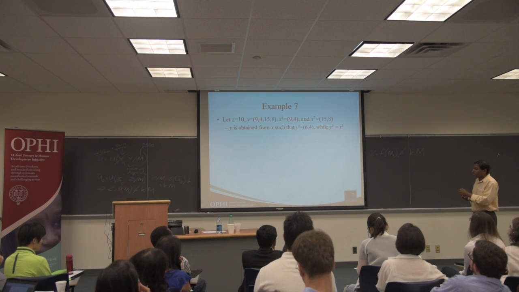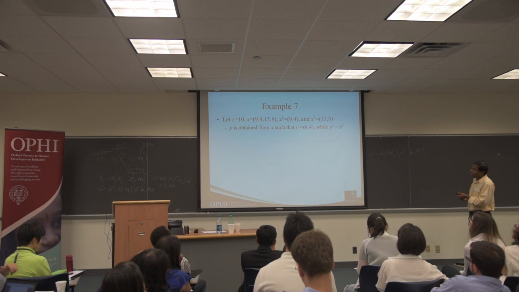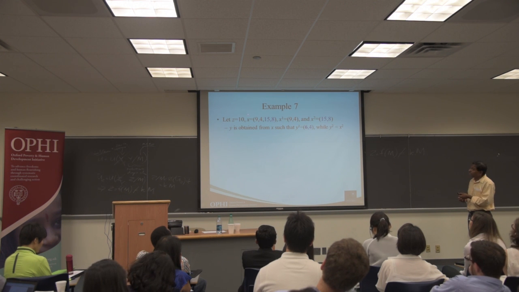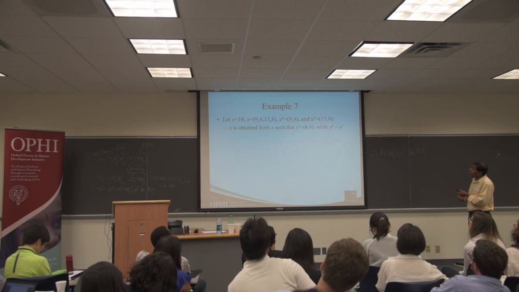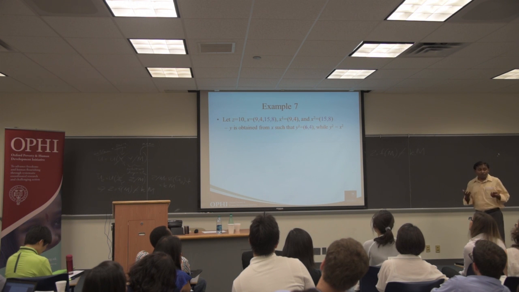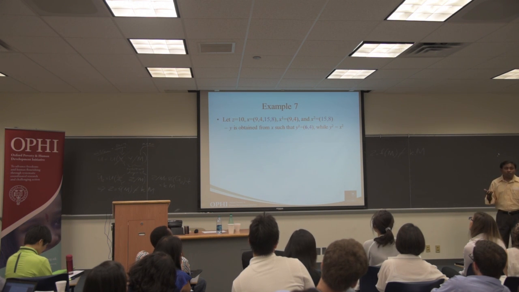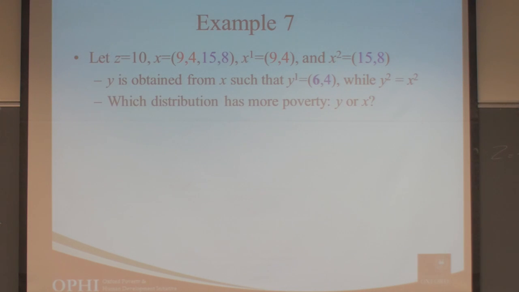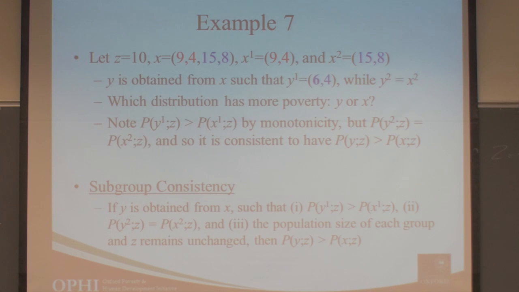I repeat again, you have this overall vector x of 9, 4, 15, 8, you divide them in two groups, red group and blue group, right? In the red group, poverty has fallen over time. In the blue group, poverty has remained unchanged. What will happen? So overall poverty you would expect to go down, right? So this particular property is called subgroup consistency.